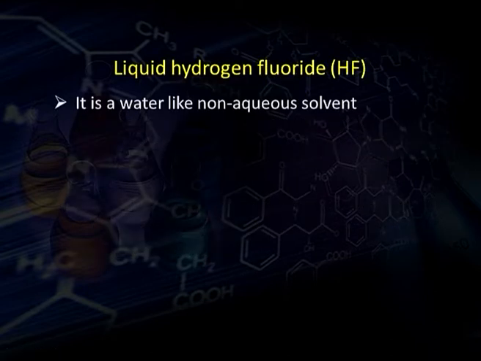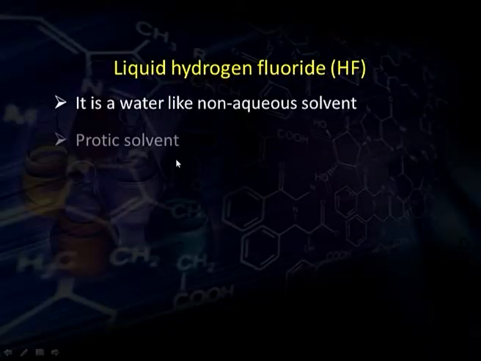The next example we will be discussing is liquid hydrogen fluoride, which is HF. Coming on to its general properties, it is a water-like non-aqueous solvent. It is water-like because on dissociation it gives H ion, like water gives H ion. But it is a non-aqueous solvent. It is a protic solvent, as can be seen from its molecular formula, HF. It contains a hydrogen in its molecular formula, hence it is a protic solvent.